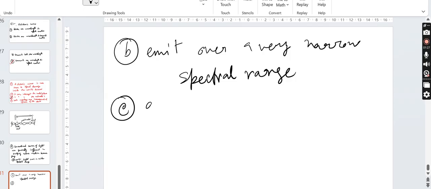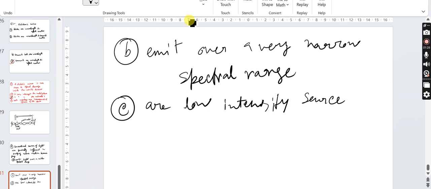A low intensity source, that is also true, but that is not the actual reason. Even if we increase the intensity, it will not be as efficient as a laser.